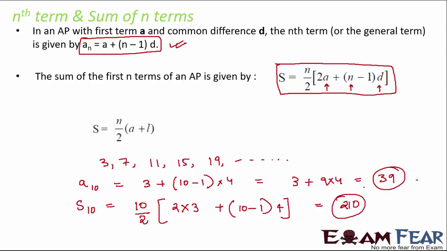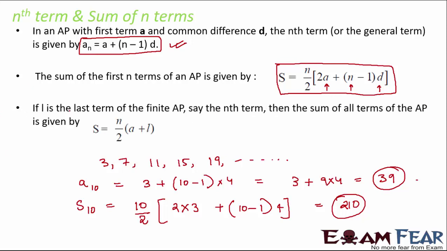Now there is another shortcut to calculate the sum of the first n terms of an AP, which is S equal to n by 2 into (a plus l), where l is the last term of the AP. That actually means that this formula works only when we are talking about a finite AP.